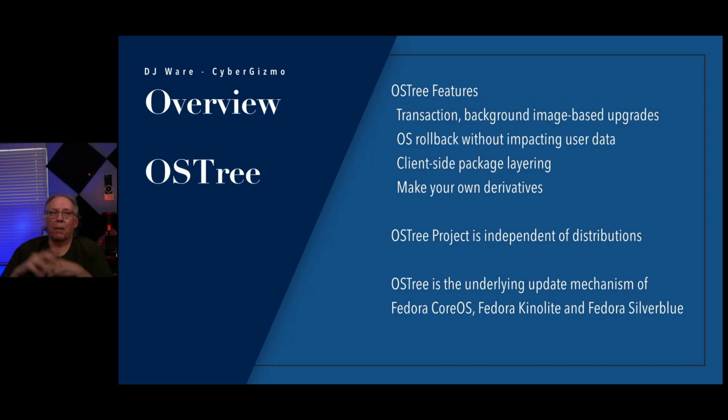It's not owned by Debian. It's totally independent. So OSTree, however, is the underlying update mechanism for a number of entities underneath the banner of Fedora. So you have Fedora Core OS, which is their containerized server. You also have Fedora Kinoite, which is the same as Silverblue, except it uses KDE instead of GNOME. And then you have Fedora Silverblue, which is based on GNOME.